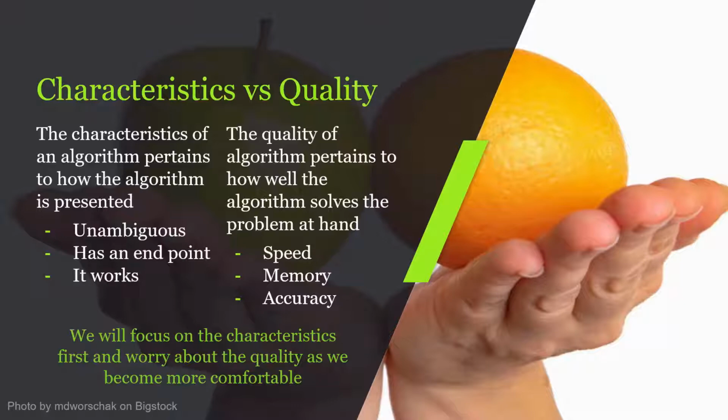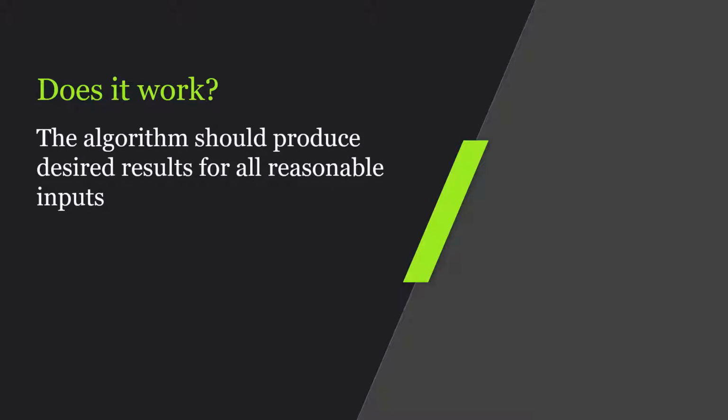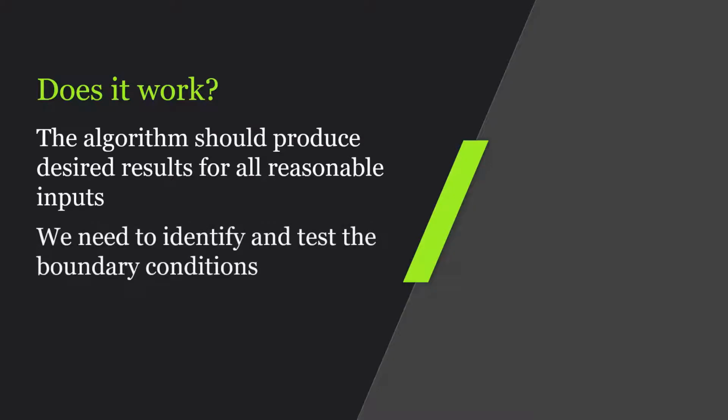The best starting point is asking, does the algorithm work? We're not really asking how well it works, just do we get the answer that we desire from all reasonable inputs? We also need to identify and test all the boundary conditions. If your algorithm isn't testing those boundary conditions that are within our reasonable assumptions, then we can't say that this is a good algorithm.